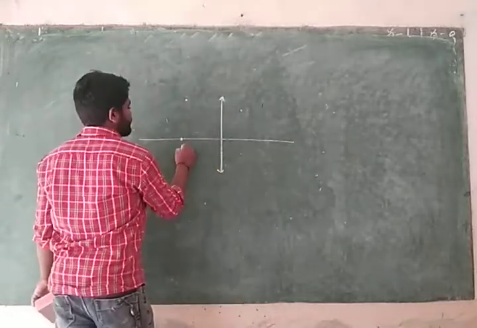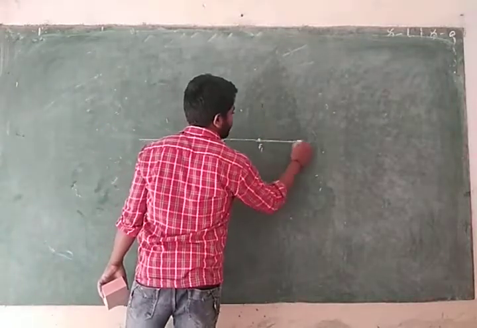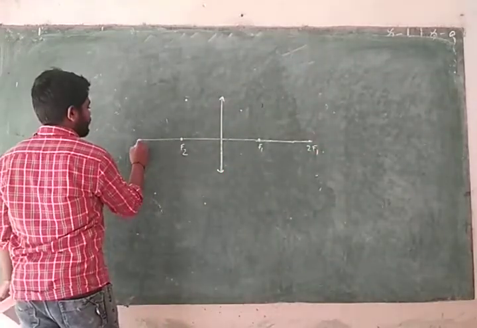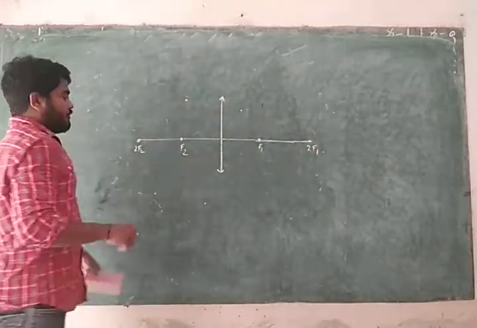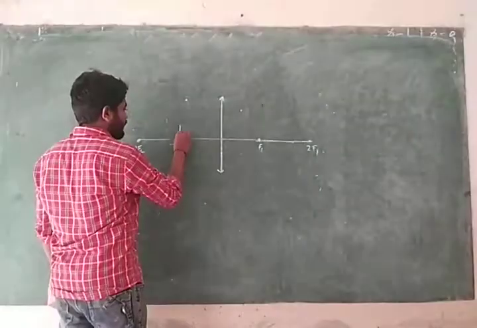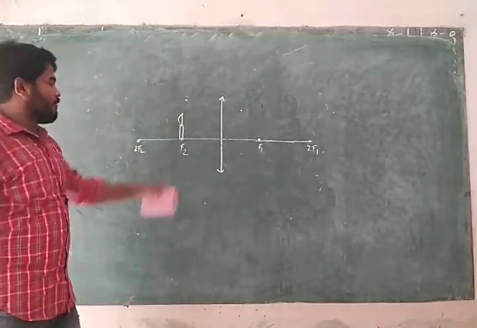Right? It is F2, F1, 2F1, 2F2. Right? Now we are placing here. Now let's place the candle at the focal point.